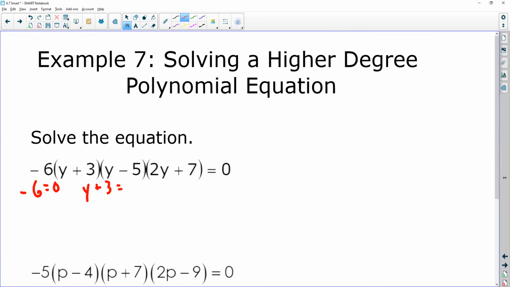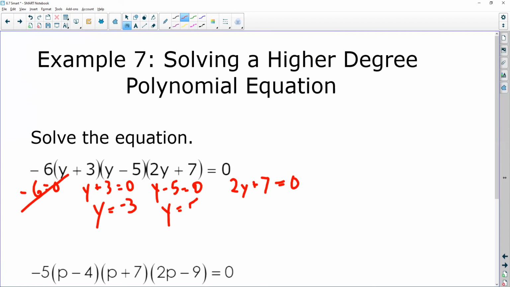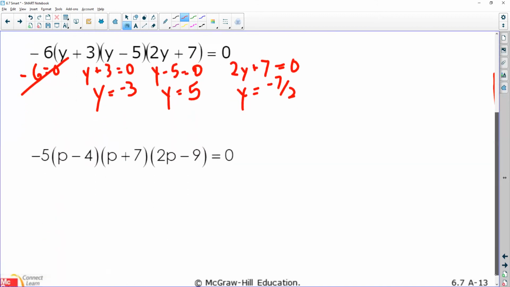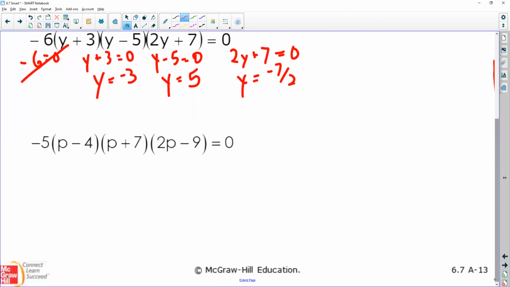Y plus 3 equals 0. Y minus 5 equals 0. 2y plus 7 equals 0. And then you're just going to solve each one. Negative 6 equals 0 is not true. In this case, y is going to be negative 3. This is going to be y equals 5. And this is going to be y equals negative 7/2. You get the idea. You can do the bottom one. We're going to get p is equal to 4, negative 7, and 9/2.